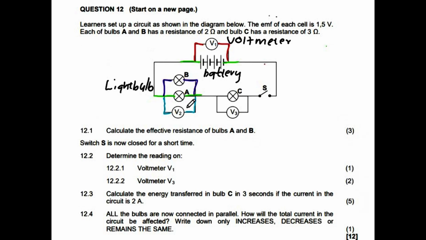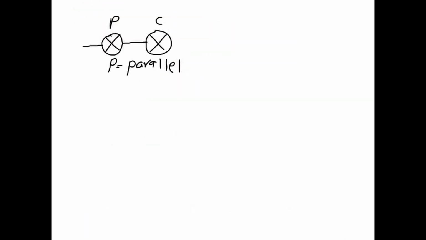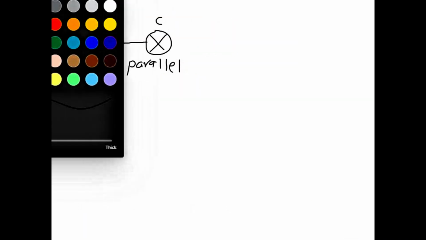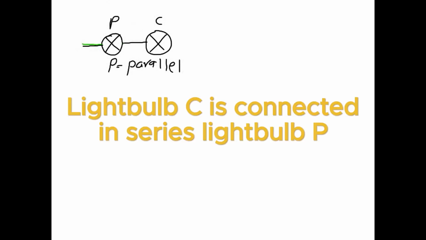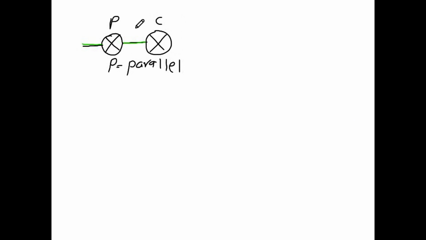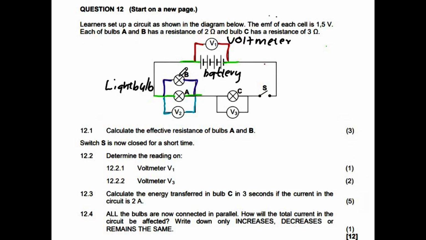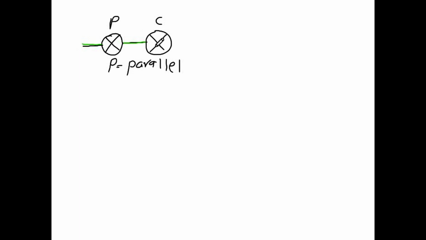And you can agree with me that if I do that, light bulb P is now connected in series with light bulb C. Because light bulb P and light bulb C are on the same branch, it means that they are connected in series. So light bulb C is connected in series to the parallel connection of these two light bulbs together. Hence, they are on that same line or the same branch.